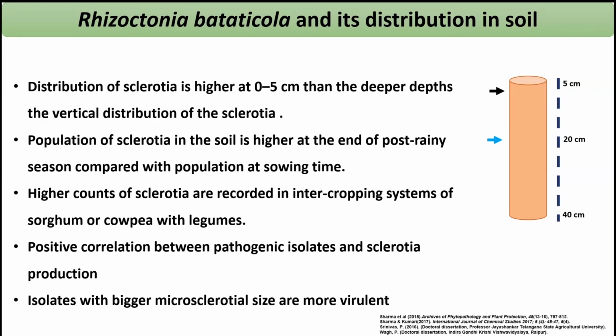There is a positive correlation seen between the pathogenic isolates and their sclerotial production, in the form of the size of sclerotia and the number of sclerotia. It is shown that the isolates with a bigger microsclerotia size are more virulent in nature than the isolates with smaller microsclerotia size.